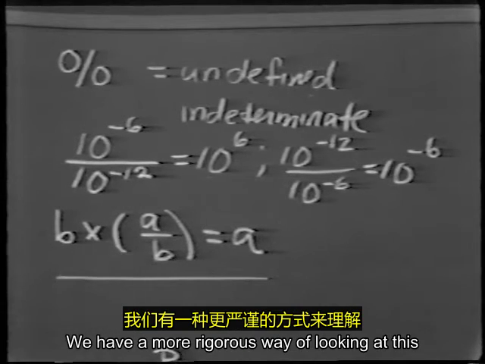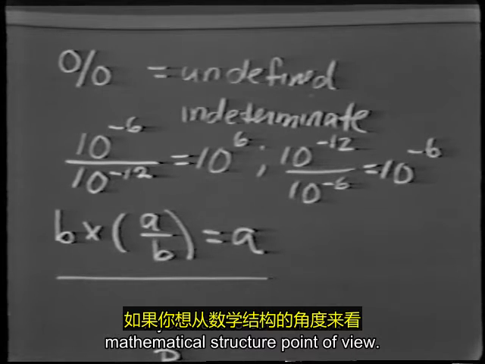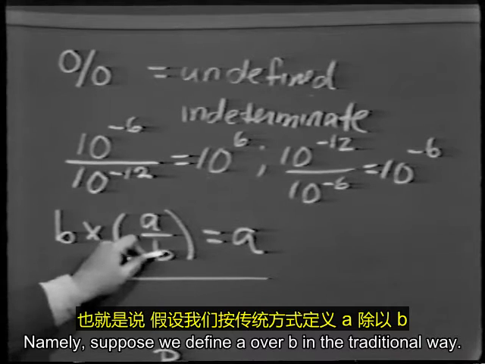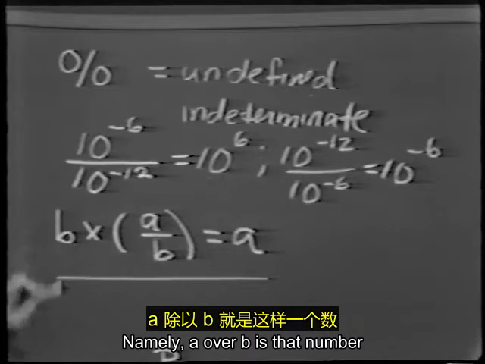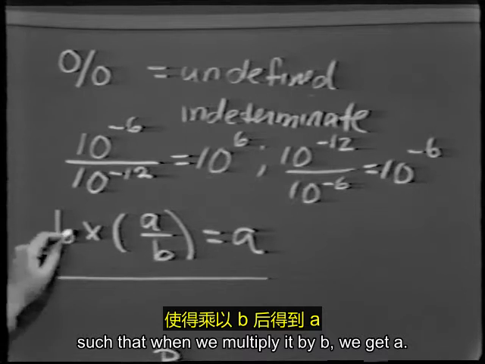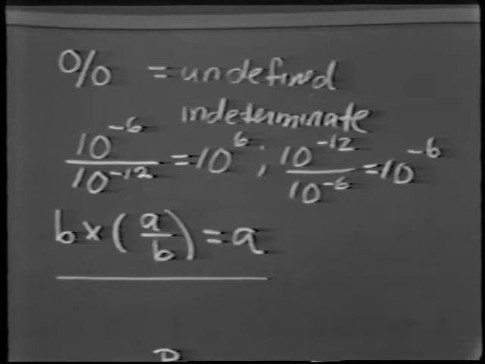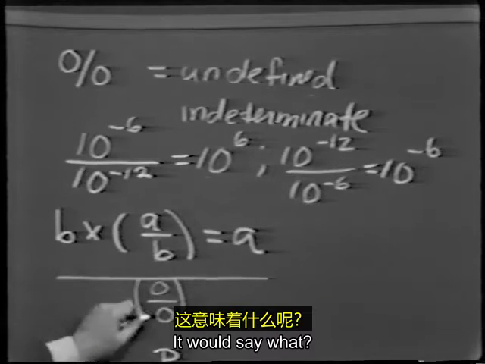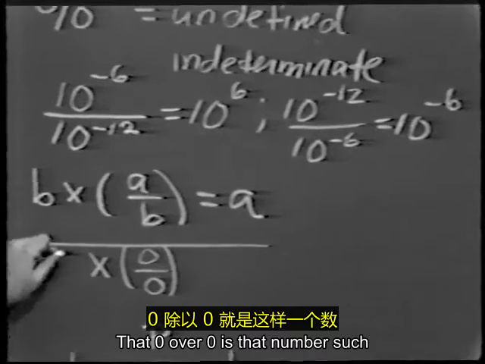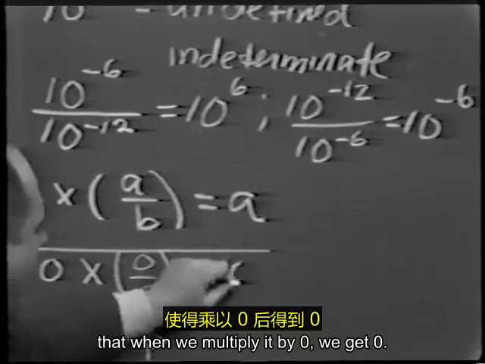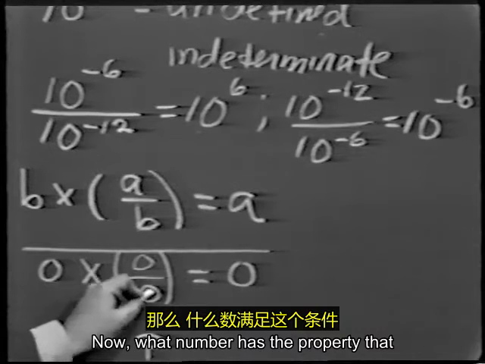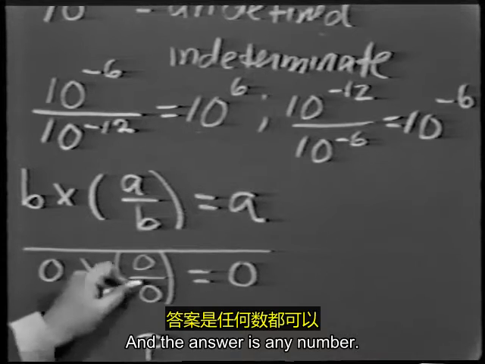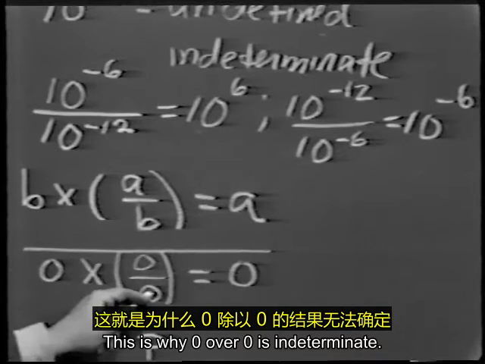We have a more rigorous way of looking at this, if you want to see it from a mathematical structure point of view. Namely, suppose we define A over B in the traditional way. Namely, A over B is that number such that when we multiply it by B, we get A. Well, what would that say as far as 0 over 0 was concerned? It would say that 0 over 0 is that number such that when we multiply it by 0, we get 0. Now, what number has the property that when we multiply it by 0, we get 0? And the answer is any number. This is why 0 over 0 is indeterminate.